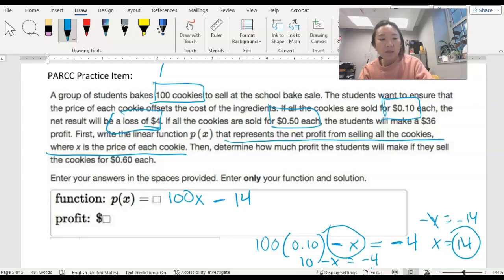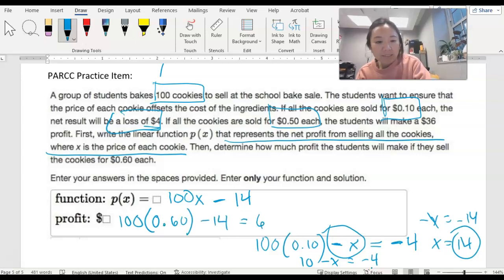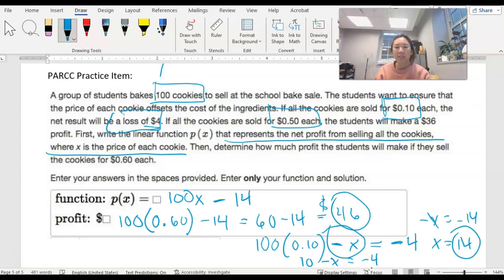Now, if I sell the cookies for 60 cents each, I can find out the profit by multiplying 100 times 0.6 minus 14, and then we will get 60 minus 14, which will give us $46. So our profit then is $46 if we sell the cookies for 60 cents each. Okay, so again, the key point here is that in this case, we needed to use this other information to find out how much it costs us to make the cookie. And then that's the cost that I'm subtracting from the total amount that I'm going to make when I sell each cookie at a certain price.